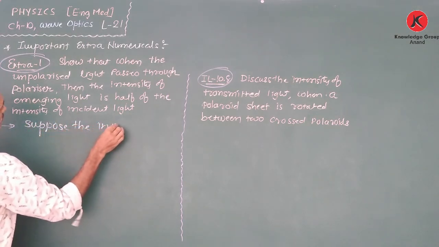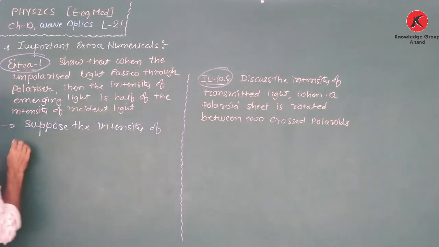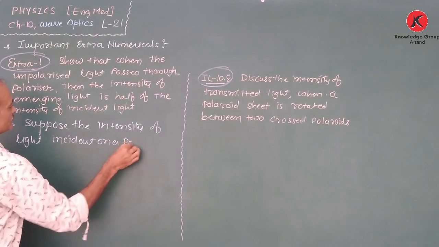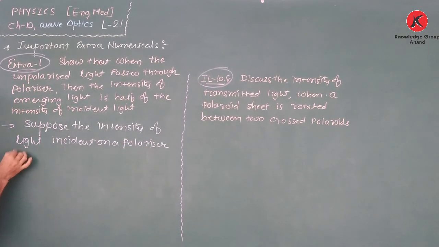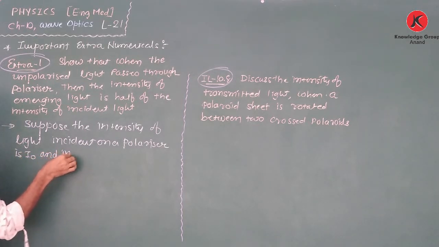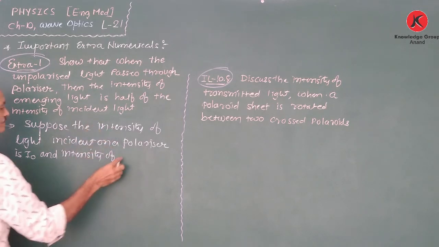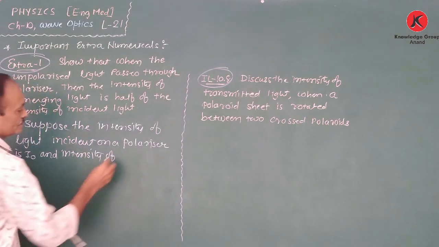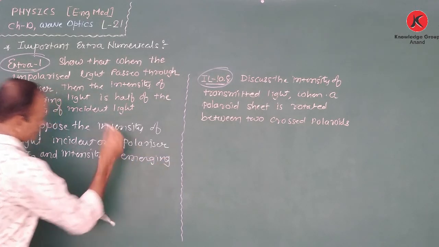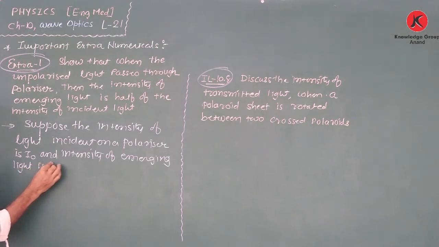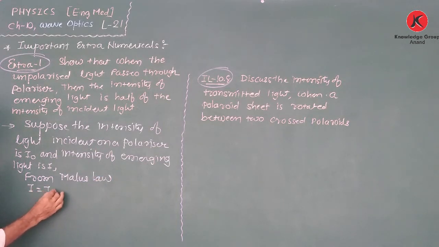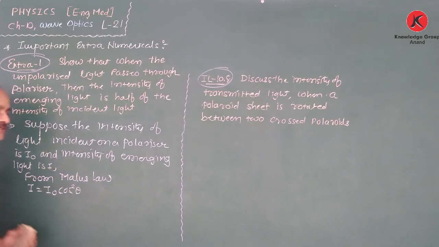Suppose the intensity of light incident on a polarizer is I0, and the intensity of the emerging light is I. From Malus's law, I is equal to I0 cos square theta.